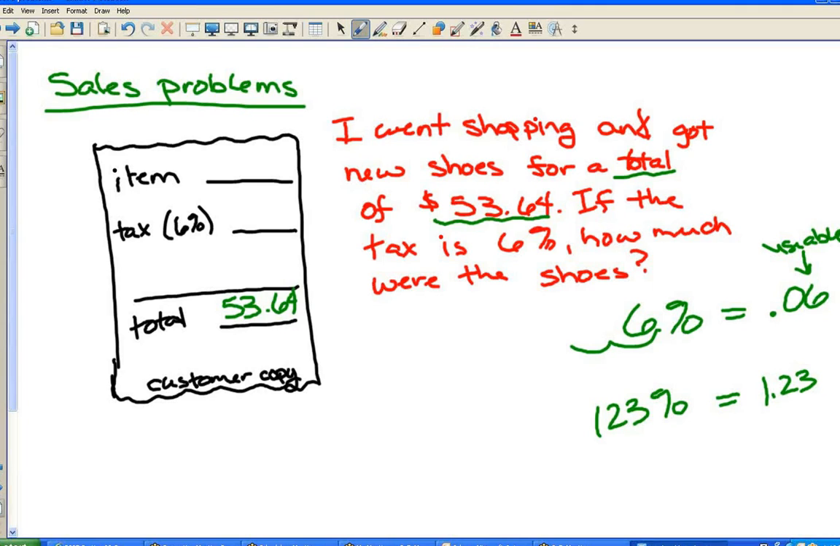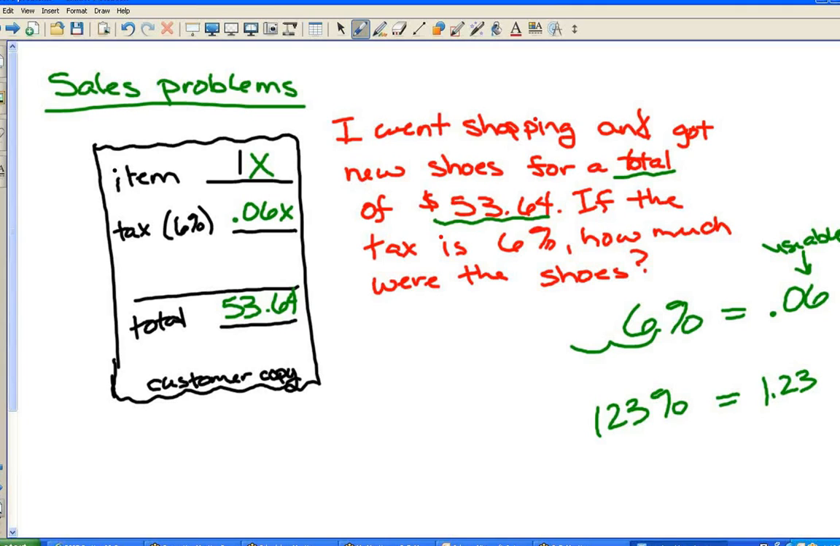So I want to know how much the shoes are. I need a placeholder to say that's what I want to find, so I'm just going to pick any letter that I like, and most times I'm boring and I pick an x. Then I think about how this works. If I'm buying the shoes and they're going to charge me tax on the price of the shoes, they multiply the percent times the shoes. So this is 0.06x.